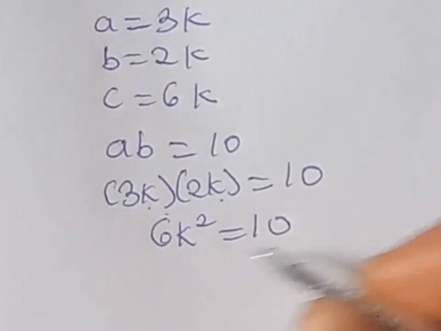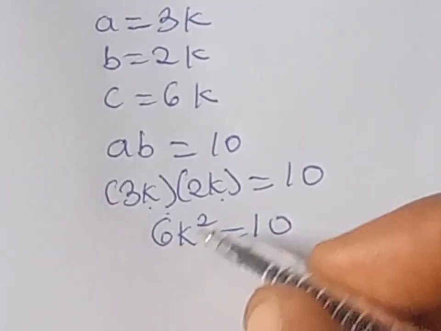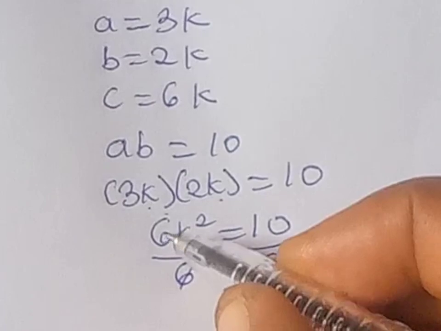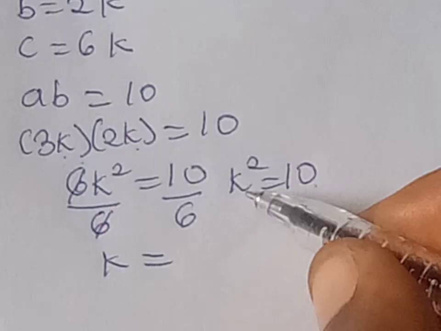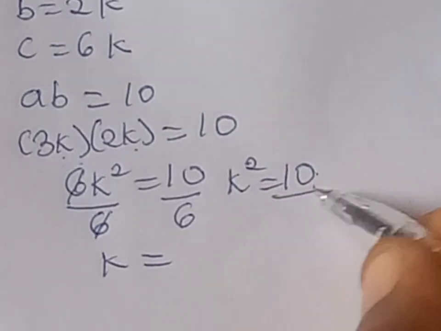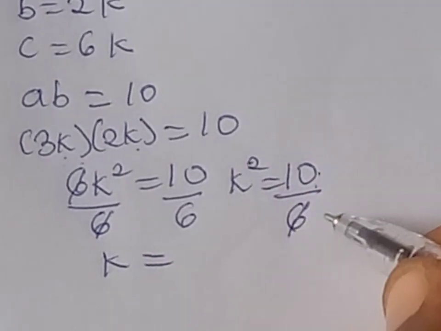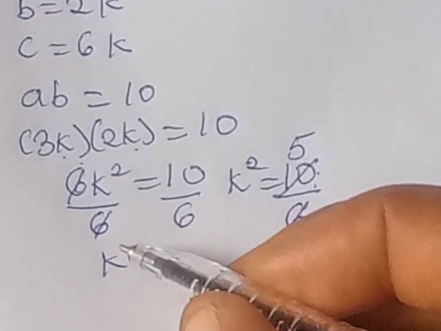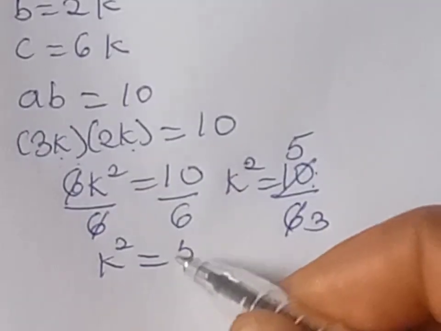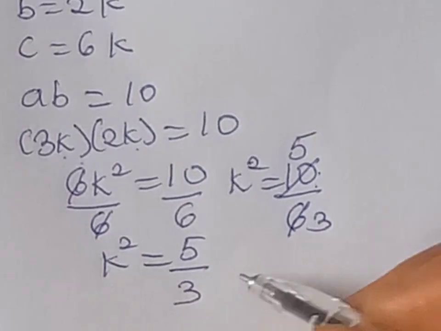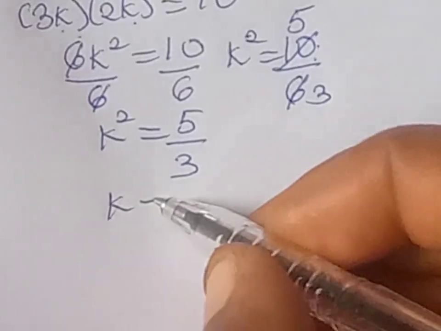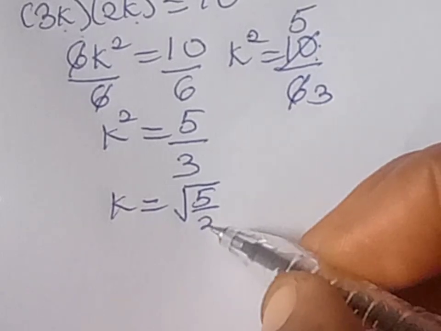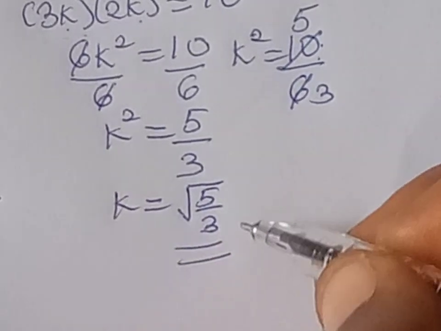Now let's divide both sides by 6. So we have 6k square divided by 6 and 10 divided by 6. 6 cancels 6, so we have k square equals 10 over 6. Dividing by 2, 6 gives us 3 and 10 gives us 5. So our k square equals 5 over 3. That means our k equals root of 5 divided by 3.